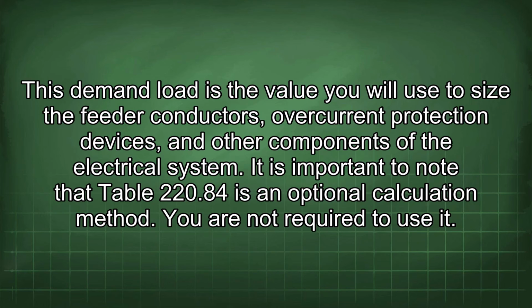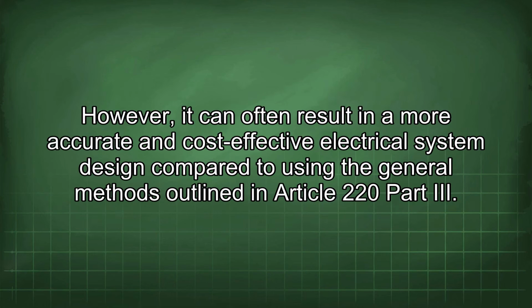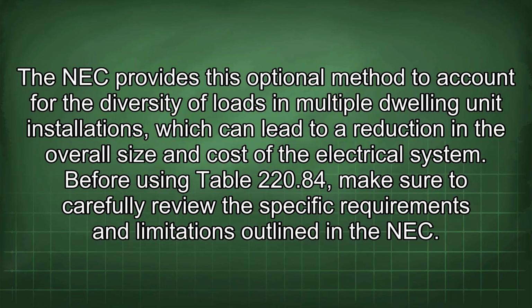It is important to note that Table 220.84 is an optional calculation method. You are not required to use it. However, it can often result in a more accurate and cost-effective electrical system design compared to using the general methods outlined in Article 220 Part III. The NEC provides this optional method to account for the diversity of loads in multiple dwelling unit installations, which can lead to a reduction in the overall size and cost of the electrical system.